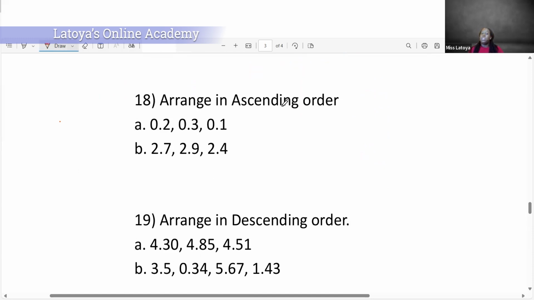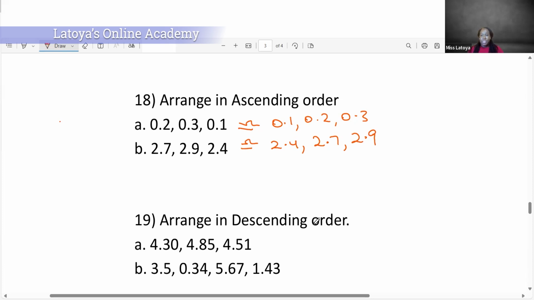Arranging decimals in ascending order. Ascending order is from the smallest to the biggest. So if I'm going from the smallest, it's going to be 0.1, then 0.2, then 0.3. If I'm going from the smallest, it's going to be 2.4, 2.7, and 2.9.